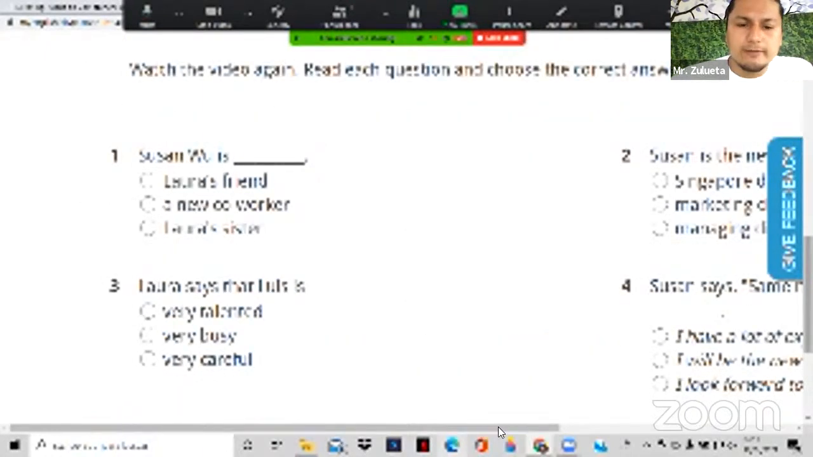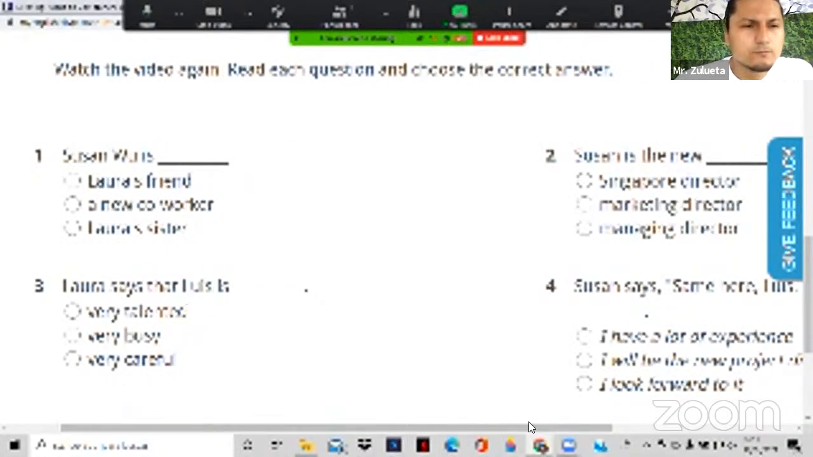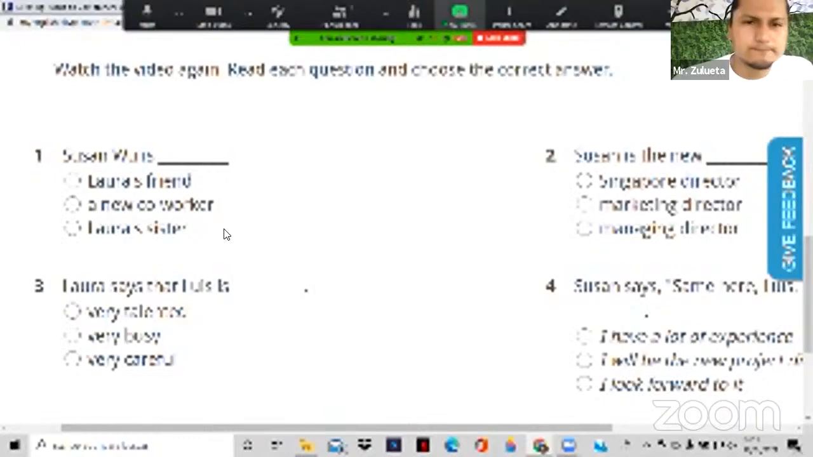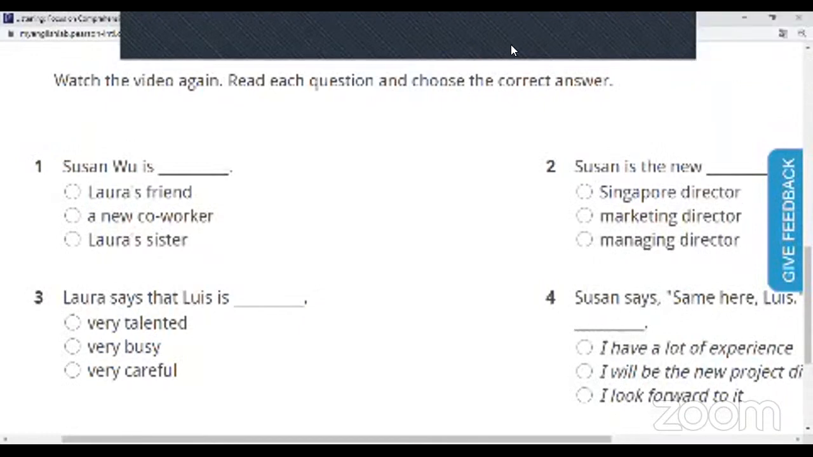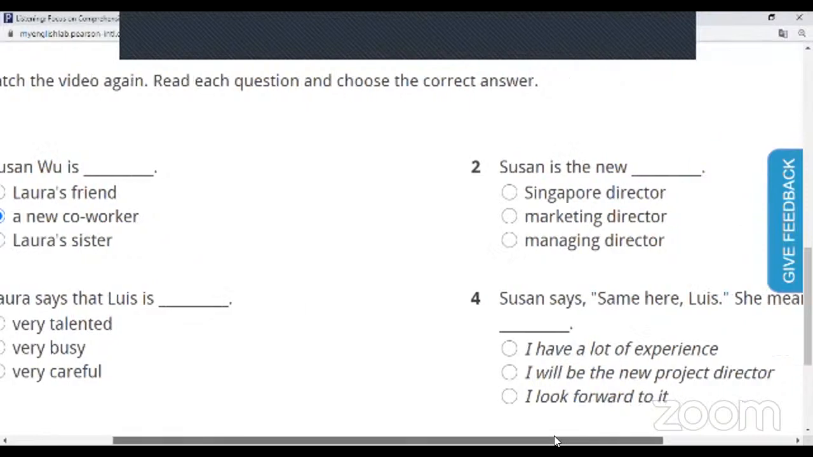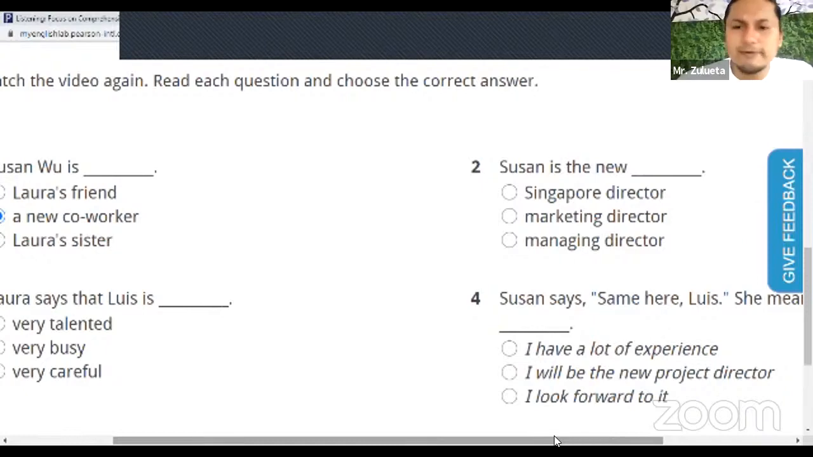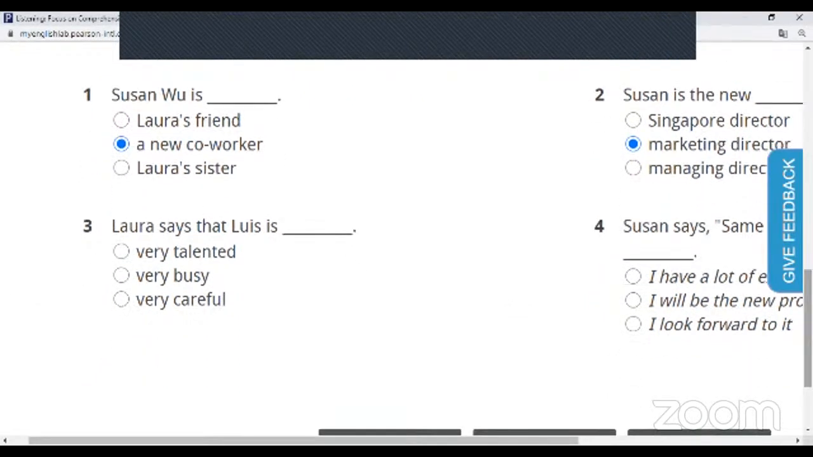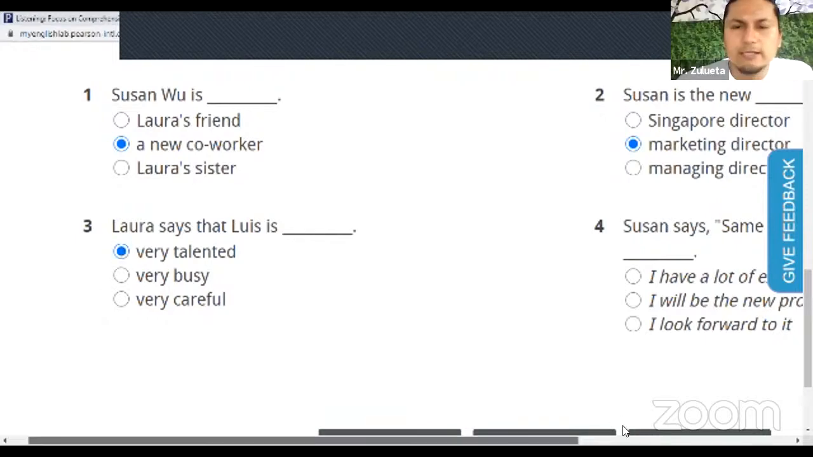All right, my dear Gabriela, number 1, Mayra, number 2, and so on. Go ahead, Gabriela. Okay, but I can't see the screen clearly. Okay, that's right. Susan, who is a new coworker. Okay, thank you. Mayra? Susan is the new marketing director. Marketing director, correct. Can you confirm? Is that the correct one? Yes. Thank you, Mayra. Gabi? Laura says that Luis is very talented. Okay, thank you.